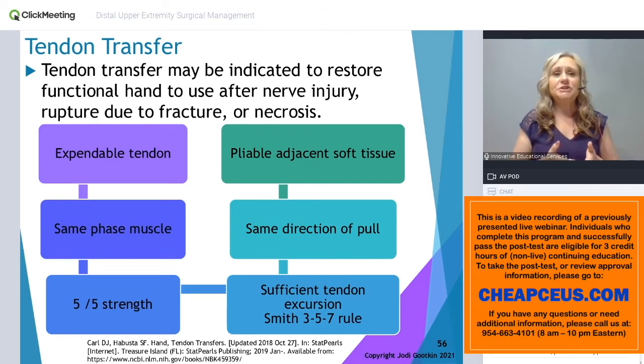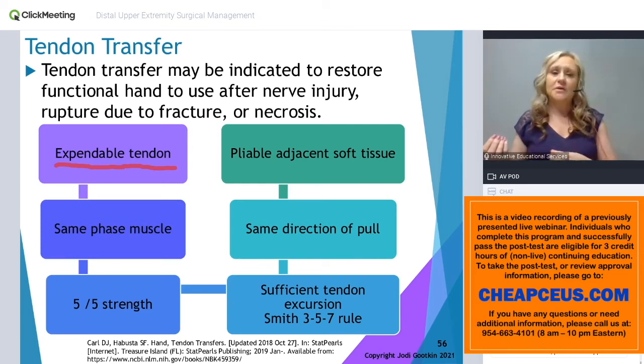The physician needs to determine, well, where does that tendon come from? The first thought is that it has to be expendable, meaning it needs to come from a donor site where the patient has other muscles that can continue to perform that function, or it's a less significant function that could be sacrificed for something more significant.